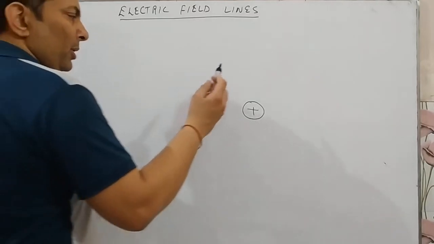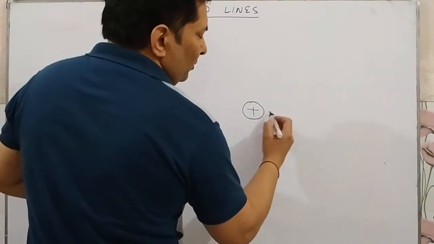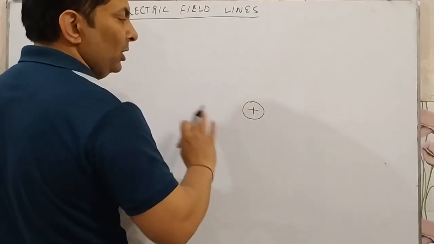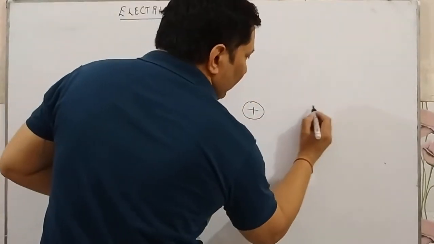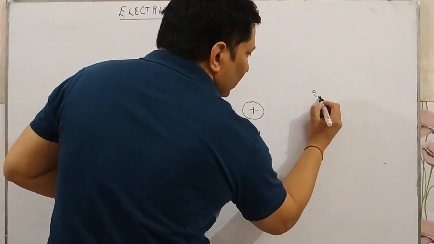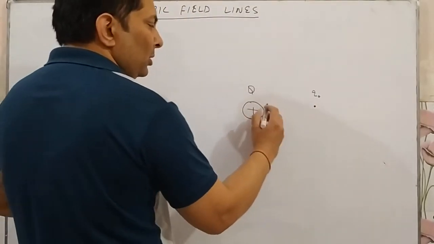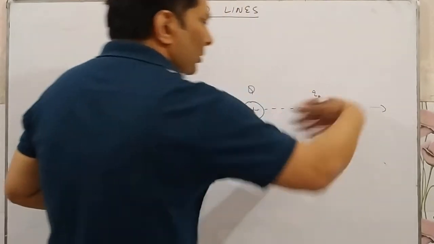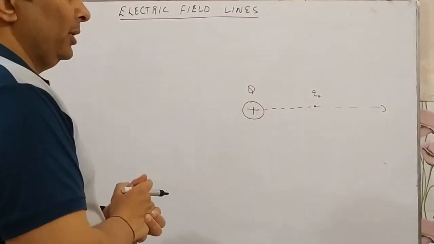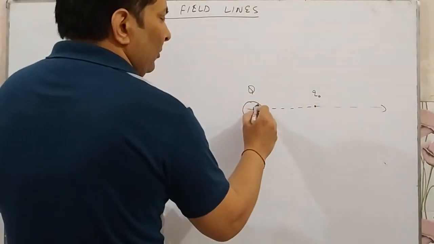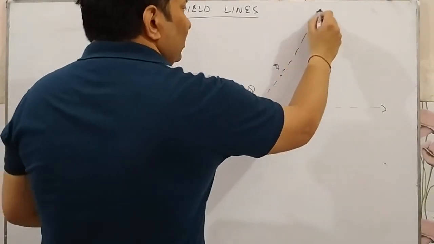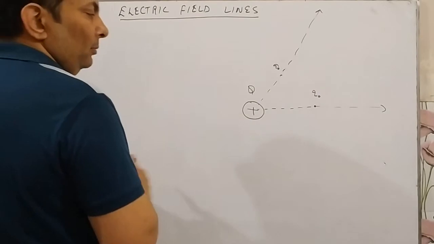How is it drawn? Suppose we place a test charge anywhere around this source charge. Suppose I am placing it here. This is the test charge, and this is the source charge. Because of the repulsion, it is pushed in the outward direction. Similarly, if I place the same charge here, it is again pushed in that direction.